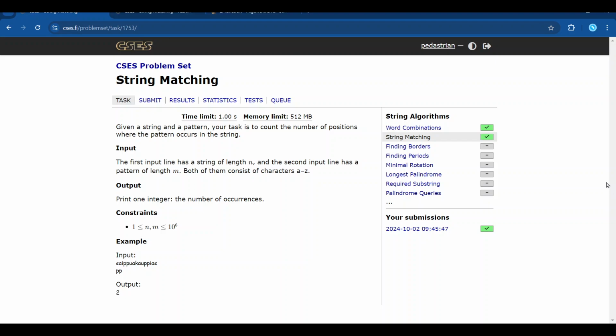Hello everyone. Today we are going to discuss one string algorithm, the Z algorithm, and we will solve one problem from the CSES problem set with the help of this algorithm. So let's jump into this algorithm.